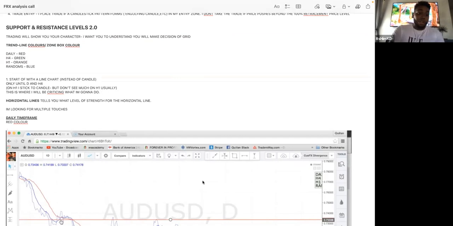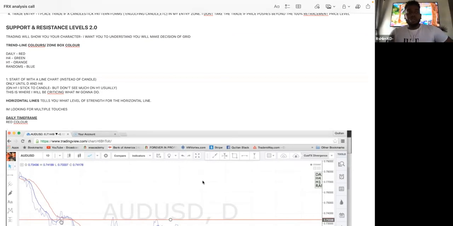So there's my blueprint on the daily. I usually mark up starting on the daily, then work my way down to the 4 hour, then the 1 hour. Then I have random blue lines, which are the lines I mark up on the 15-minute and 5 minute to make my decision in the market.